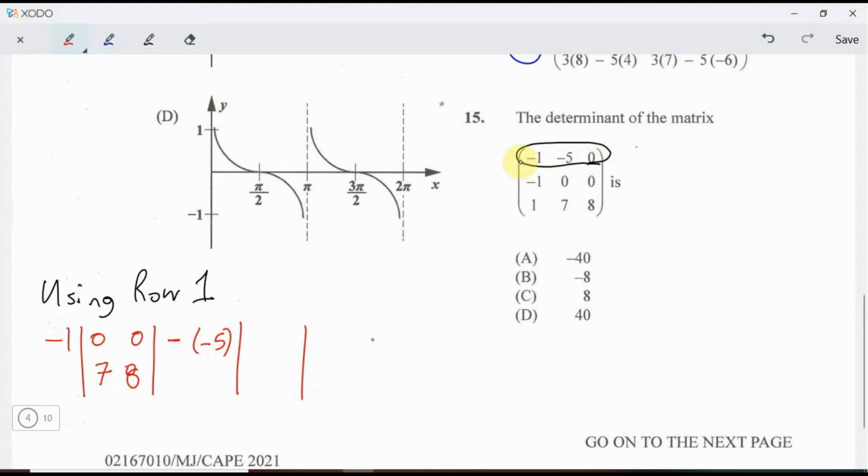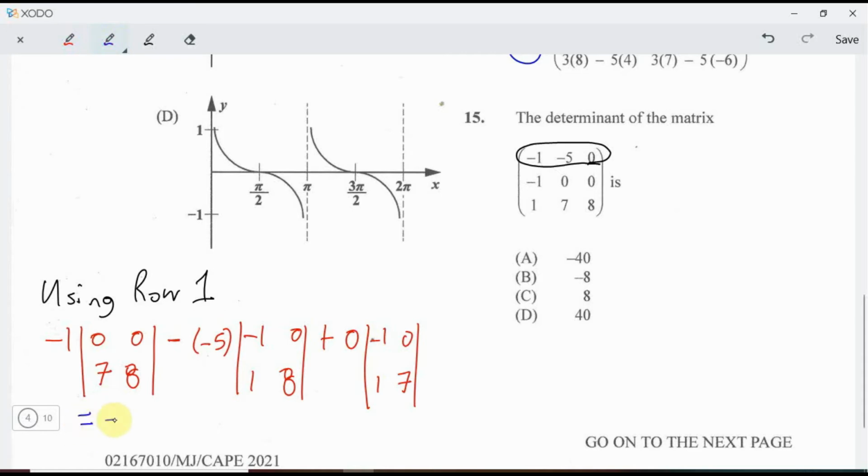You're left with, so cross out the row and the column with negative 5, you're left with negative 1, 0, 1, 8. So that's negative 1, 0, 1, 8. Then you have plus 0 times anything is 0. So it doesn't even matter what we write right here. It's just 0 times anything is 0. So even though we're going to put the negative 1, 0, 1, 7, we know 0 times anything is 0.